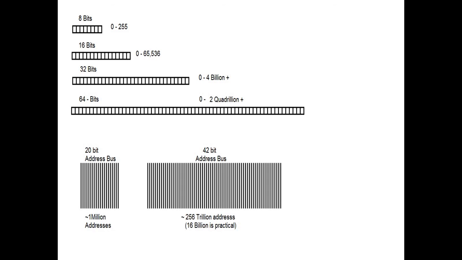Most computers sold nowadays will come with either 4 or 8 gigabytes of RAM, which is billions of bytes, and a lot of times the motherboard is designed so that you could upgrade that to about 16 gigabytes, which is about 16 billion bytes of RAM.